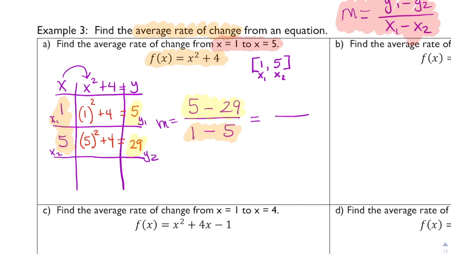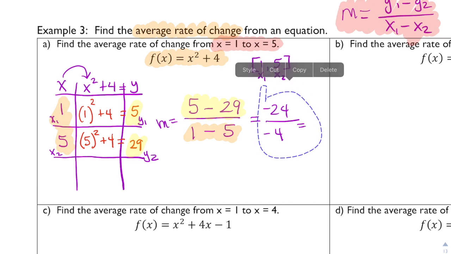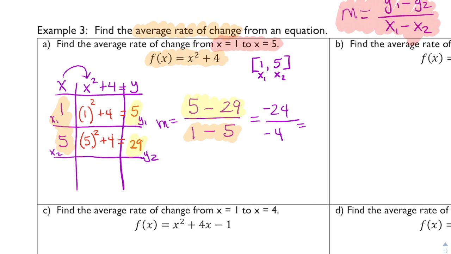So 5 take away 29 is negative 24, and then 1 take away 5 is negative 4, and when we divide that out, negative 24 divided by negative 4, we get a positive 6. So our average rate of change is 6 in that interval, or that chunk of data that we're looking at.